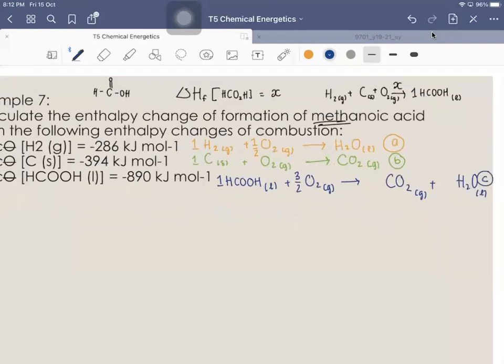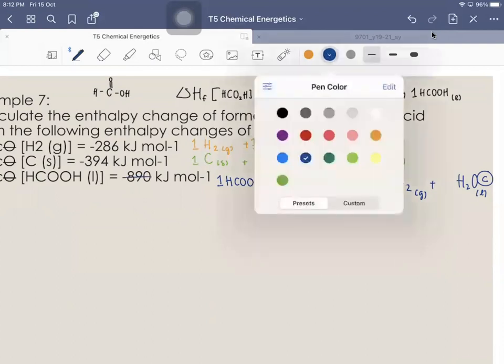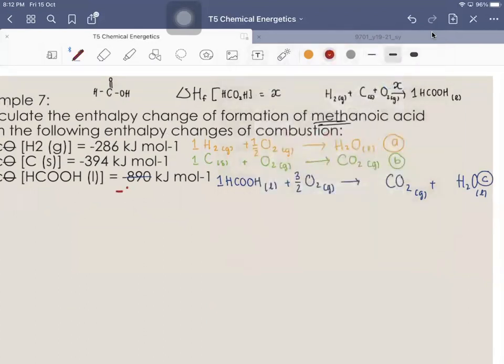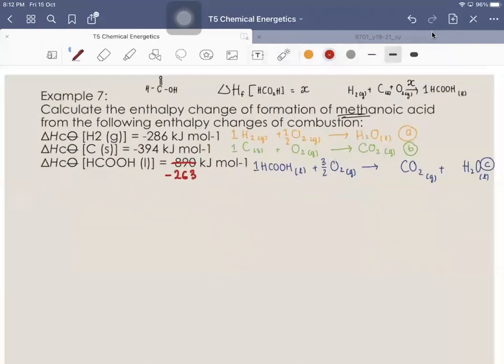Oh, before I forget, you need to change the value of equation C because that is a typo in example 7. Please change that to negative 263 instead of negative 890. Okay, so my step 1 is done.